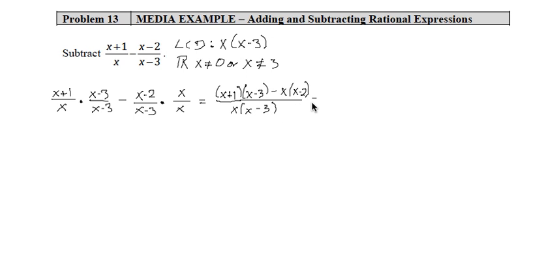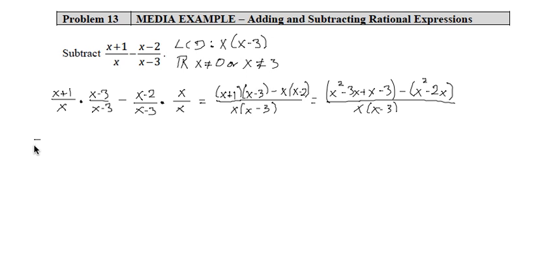The first numerator, I'm going to need to FOIL the numerator that came from the first fraction. So I got x squared minus 3x plus x minus 3. I'm going to leave that in parentheses. Minus parentheses x squared minus 2x. X times x, x times negative 2. All of this is still over x times x minus 3.